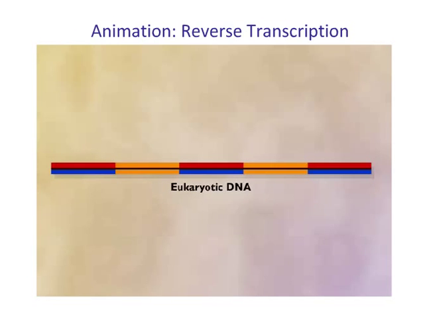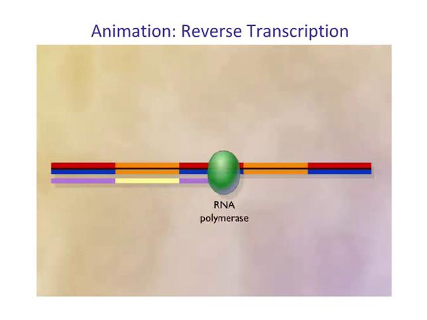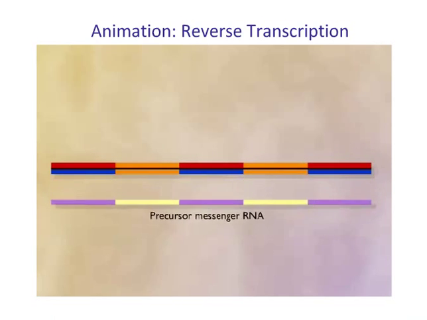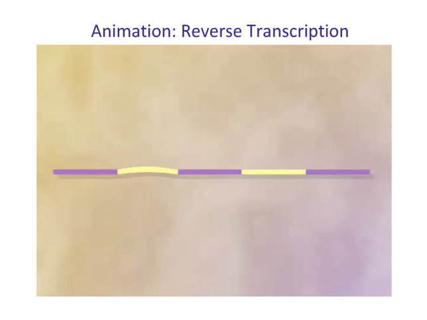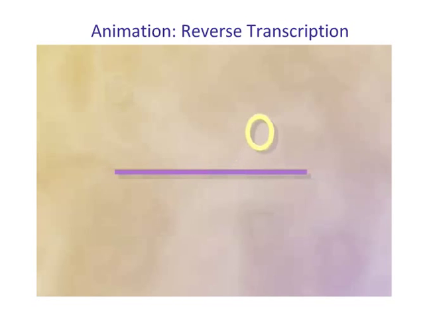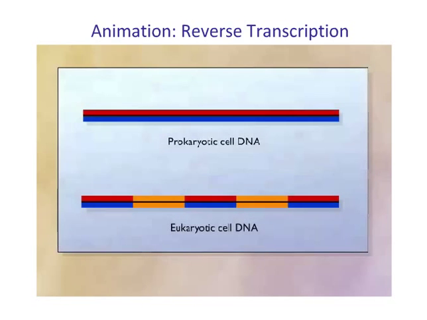In most eukaryotes, the expressed segments of the gene, called exons, are separated by intervening sequences of nucleotides, called introns. The exons and introns are transcribed by RNA polymerase, generating what is called precursor messenger RNA. The introns are then excised from the precursor messenger RNA, and the exons linked together to form the mature messenger RNA. Prokaryotic cell DNA does not contain introns, and prokaryotic cells are therefore unable to remove the introns from eukaryotic DNA and make functional messenger RNA.